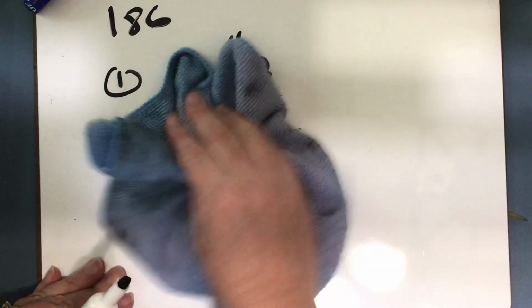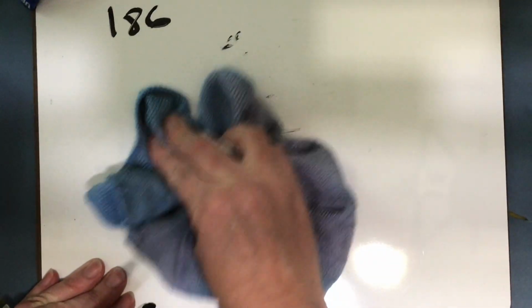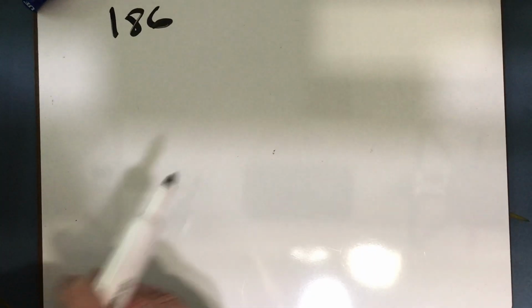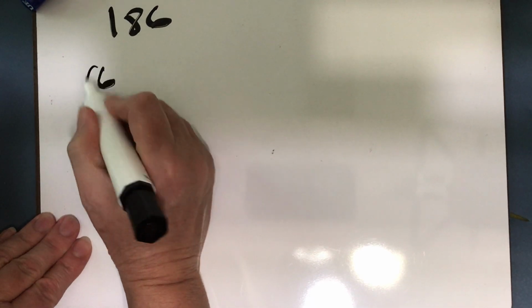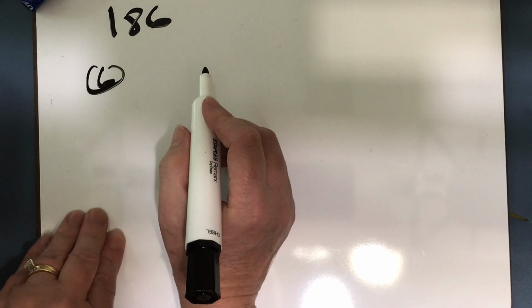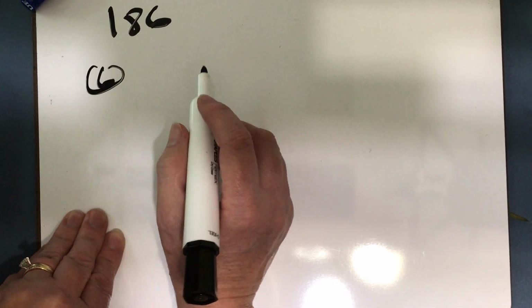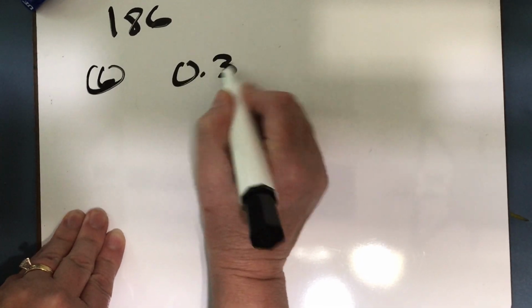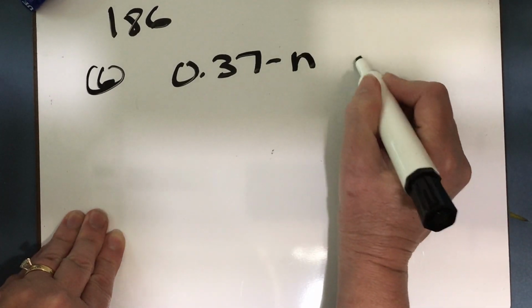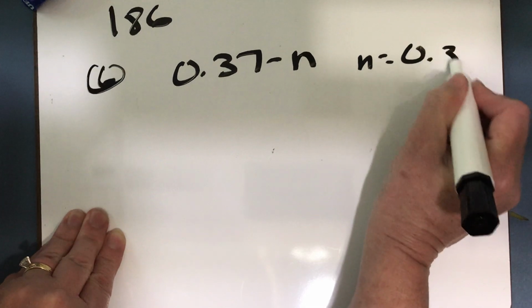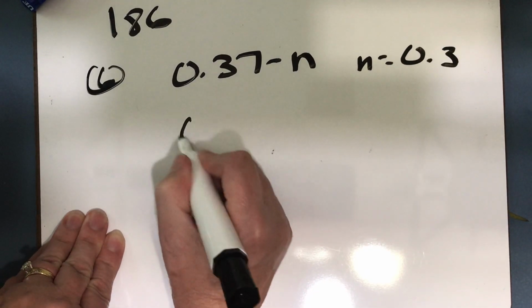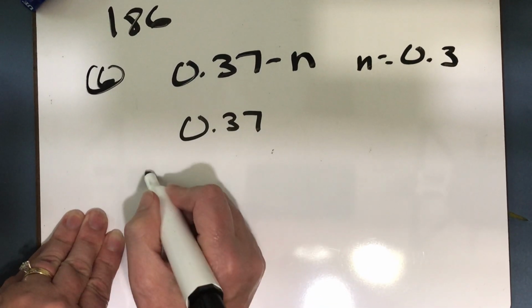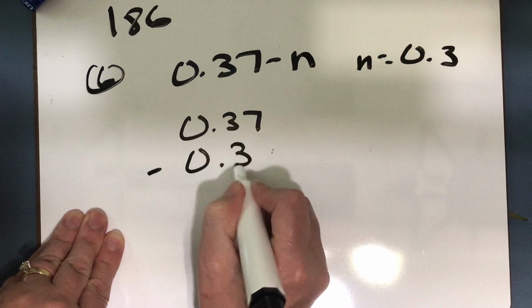Okay, let's look at number 6. Here's where you have to make sure that you align. All right, number 6 says 37 hundredths minus n. It tells you that n is 3/10. This is what the problem says. 37 hundredths minus n. n equals 3/10. So I need to do 37 hundredths minus 3/10.